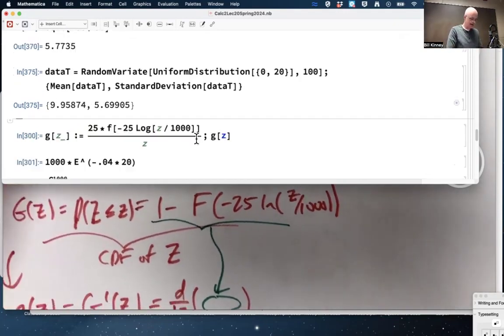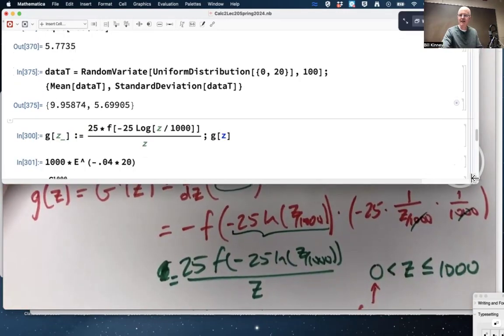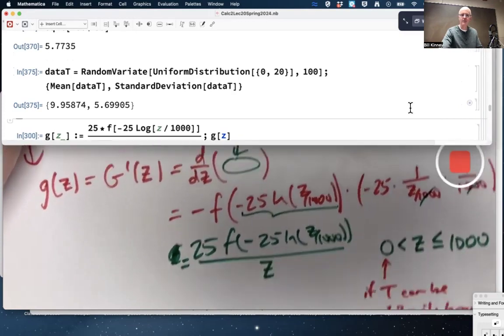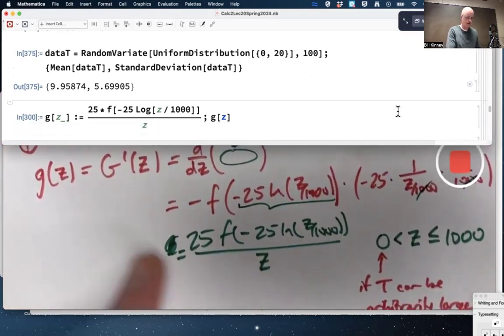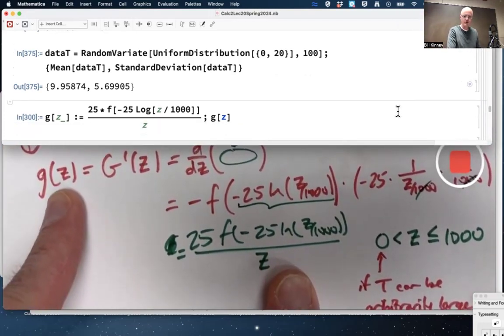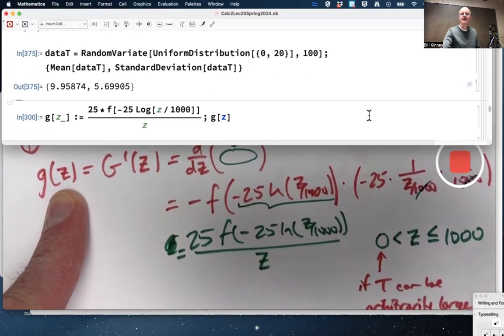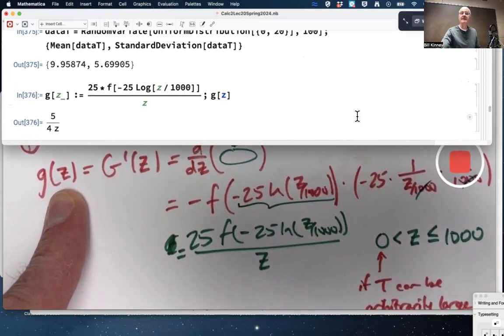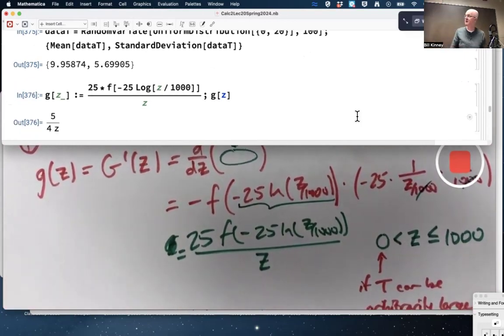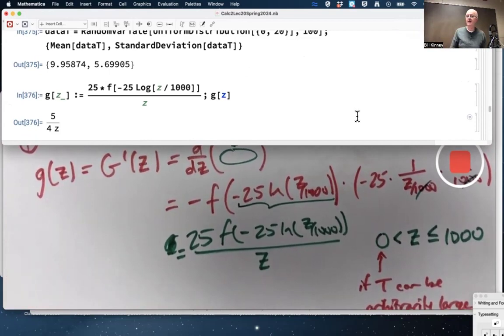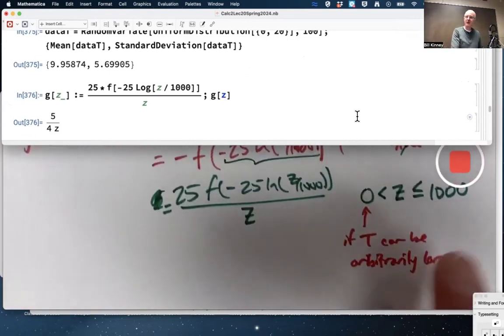This formula is once again using this more abstract one right here. Little g of z is 25, little f of -25, ln of z over 1,000, all over z. The formula for little g of z here is actually simpler than the exponential one. But the domain is trickier.